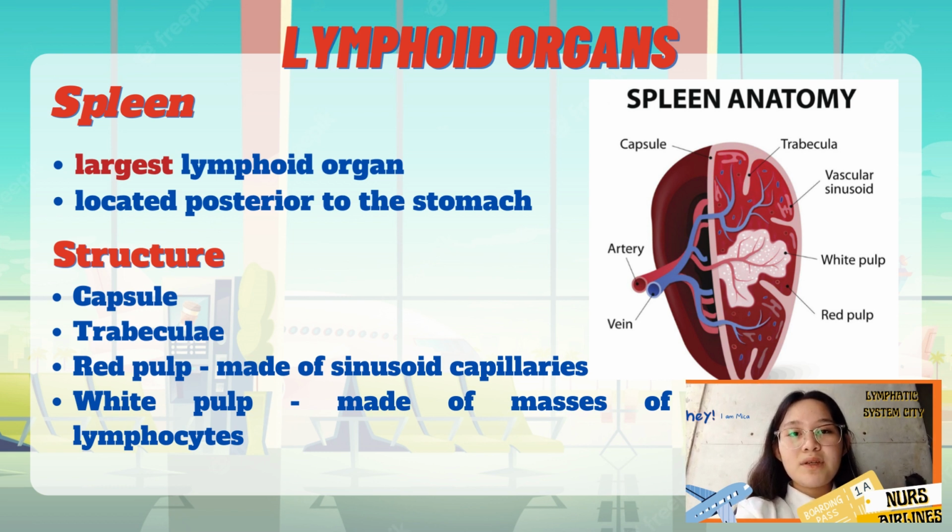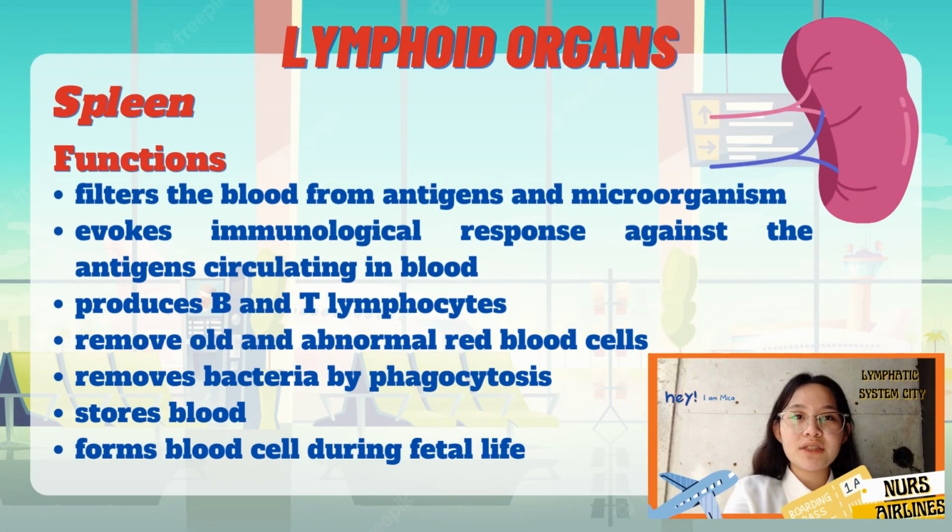The red pulp, which is made of sinusoid capillaries and is where most of the filtration occurs, and the white pulp, which is made of masses of lymphocytes that monitor the blood for pathogens and are capable of initiating an immune response. Here are some of the functions of the spleen.